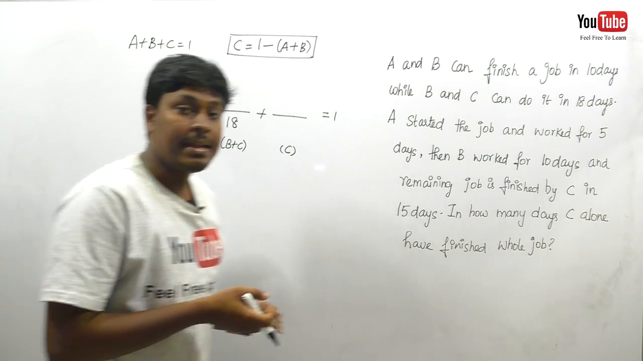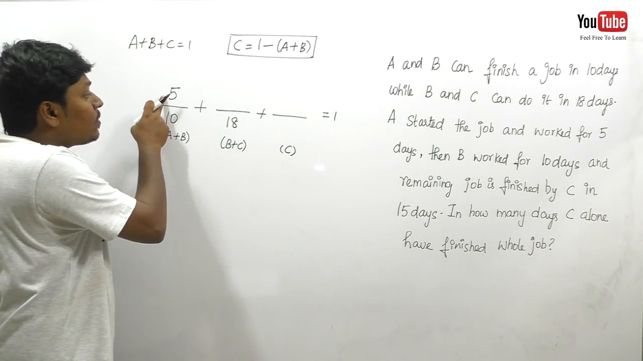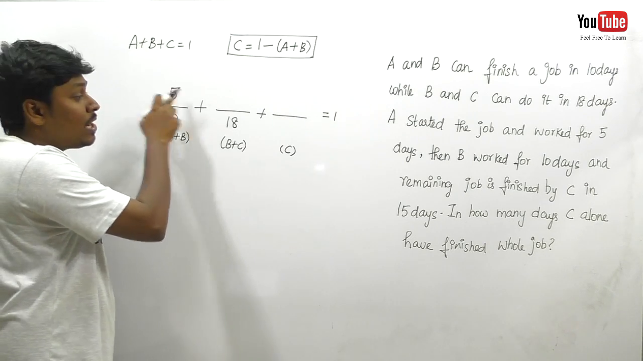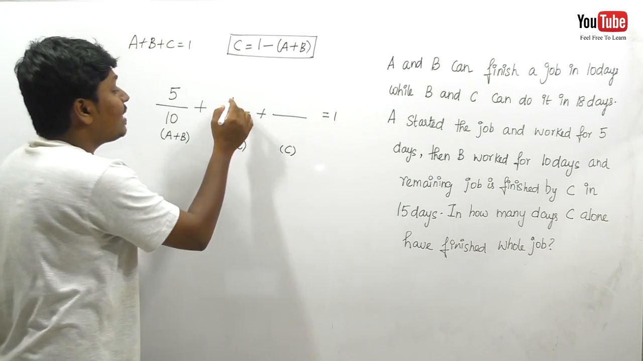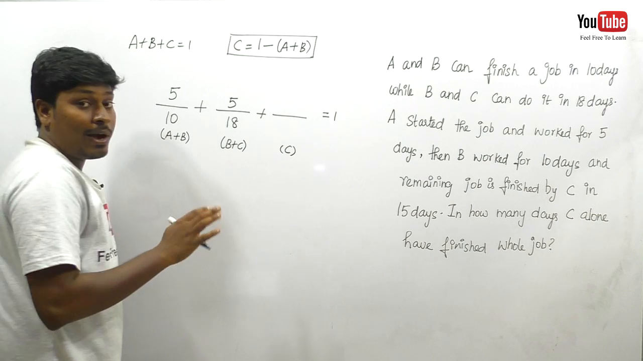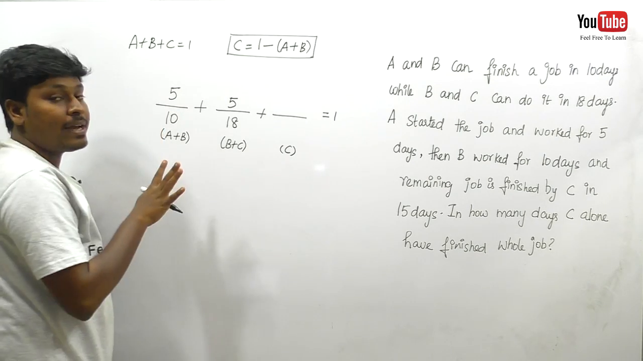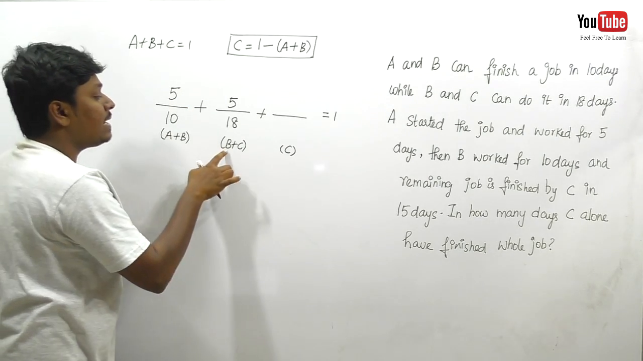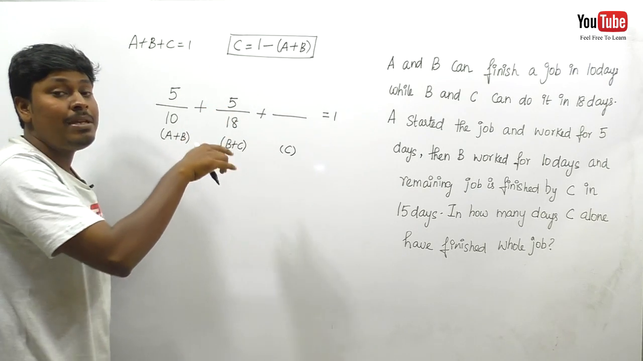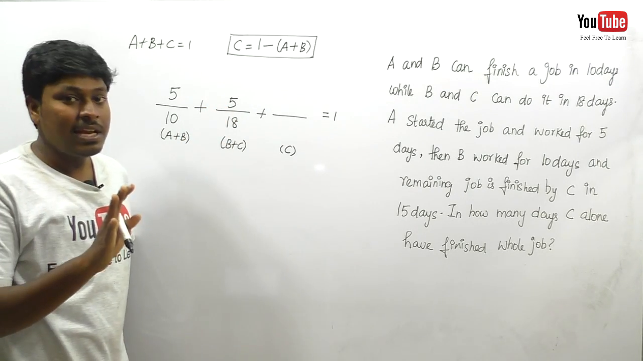B worked for 10 days. That means already we know that B is working for 5 days here. Now B is working for 10 days, so I can write only 5 here. Now compare, friends. A is working for 5 days and B is for 5 days, and here B is for 5 days. So totally B work will be 10 days. Friends, clear on the concept?